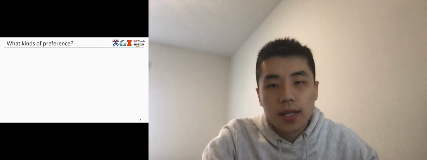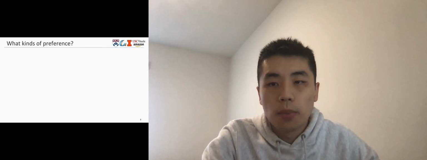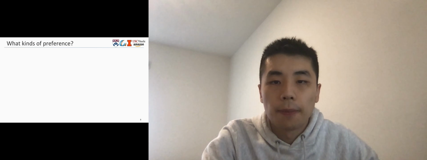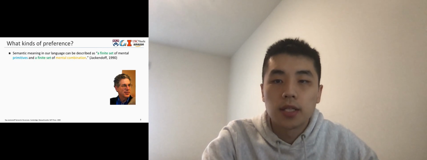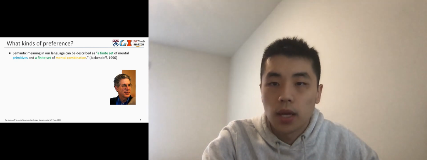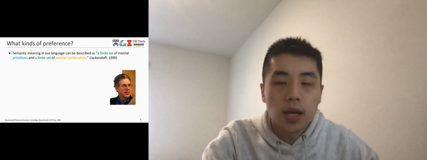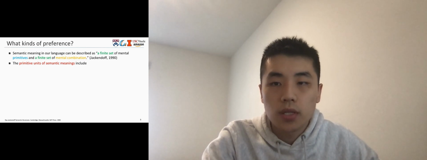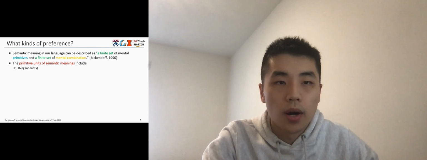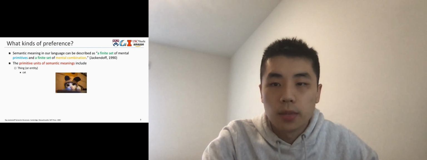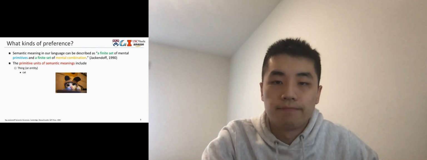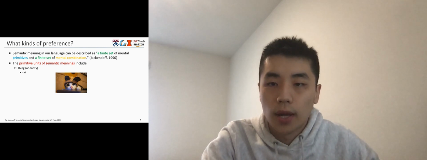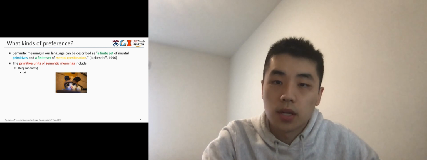So naturally, let's go a little bit deeper and try to think about where such preference could happen. Based on semantic theory, the semantic meaning in our language can be described as a finite set of mental primitives and a finite set of mental combinations. The primary units could include many things. The first kind of primary unit is things or entities. For example, cats. We all know what a cat is about. It's a kind of animal that is typically very cute and has 4 legs, 2 eyes, 2 ears, 1 tail, etc.